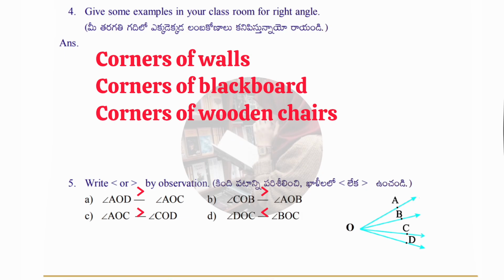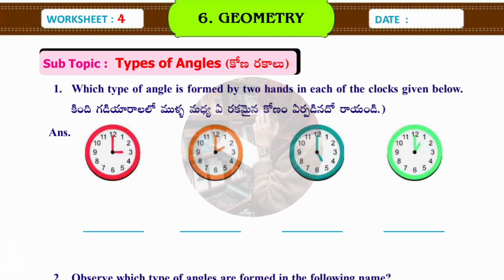Understood? Okay. Now we'll move to the next worksheet, that is worksheet number 4. Here the subtopic is types of angles. Okay, here we need to know the types of angles. So let's see first Roman, which is which type of angle is formed by two hands in each of the clock given below. Here we have given 4 clocks.